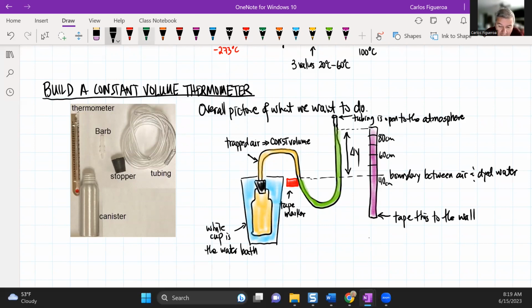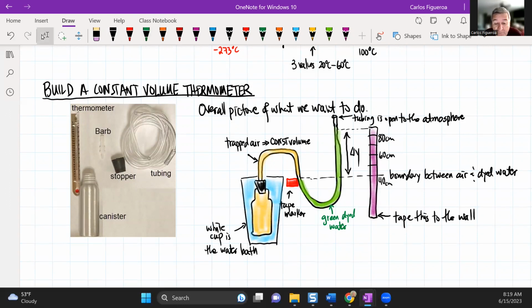One thing I forgot to label here, this guy is my green dyed water. So does it have to be green? Of course not. But that's effectively what we're trying to do. This is the setup that we want to use here.